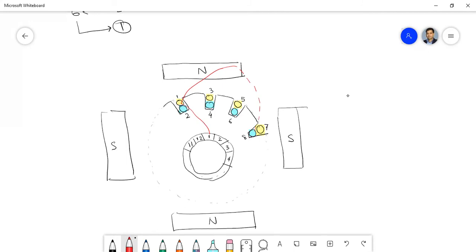Okay. Then 2. From 2 another coil will start. It will pass through coil side number 3, and then it will return back to 3. Are you getting?